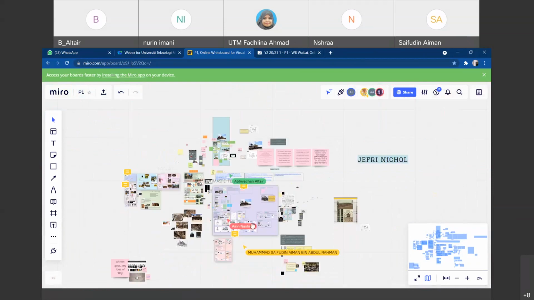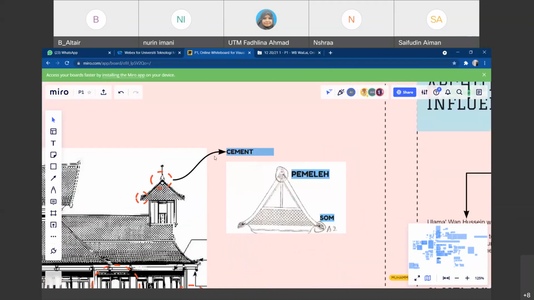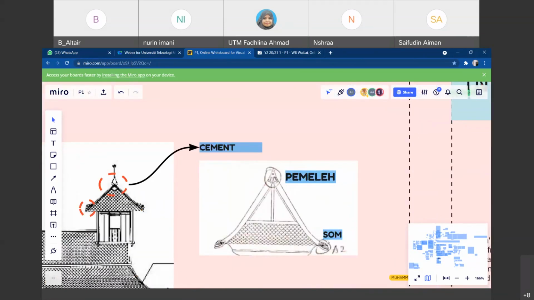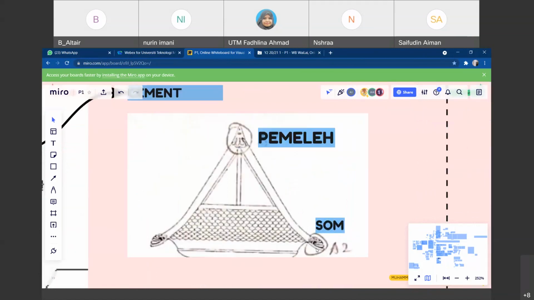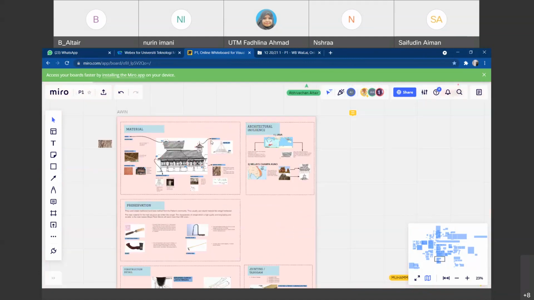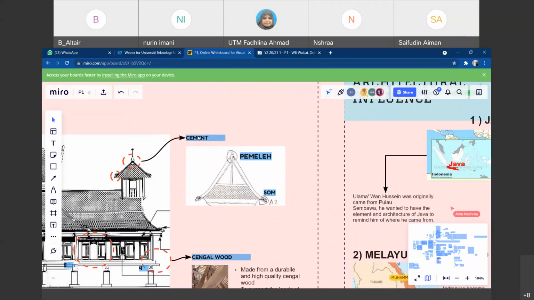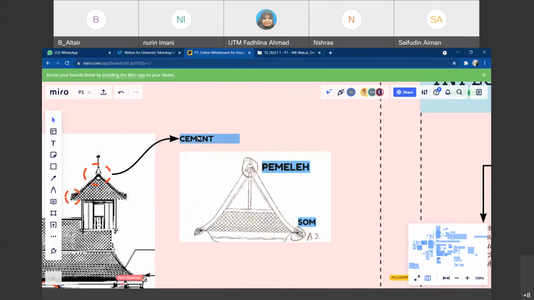And then the cement, the pemele and the som at the end of the roof, and at the top of the roof, is made from cement. Cement or concrete? Sorry, concrete. Is it only cement? Concrete is a mixture of cement and sand, right? Yes. Is it concrete or cement? Later I confirm. I'm not sure.